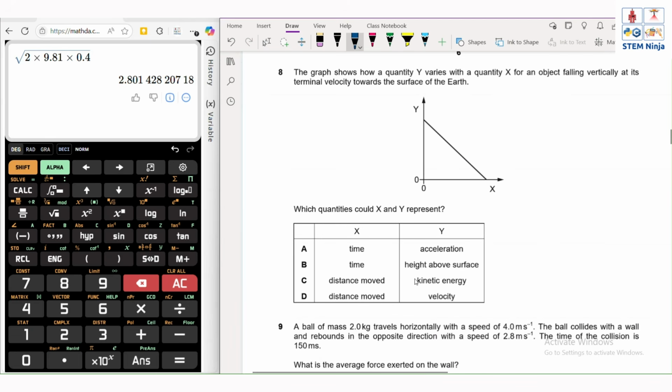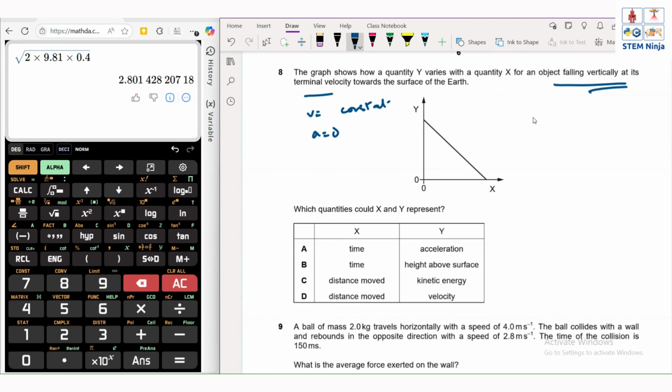All right. Question number 8. The graph shows how a quantity y varies with quantity x for an object falling vertically at its terminal velocity towards the surface of the earth. So the object falling vertically at its terminal velocity, that means v is constant. That means acceleration is 0. Which quantities could x and y represent?